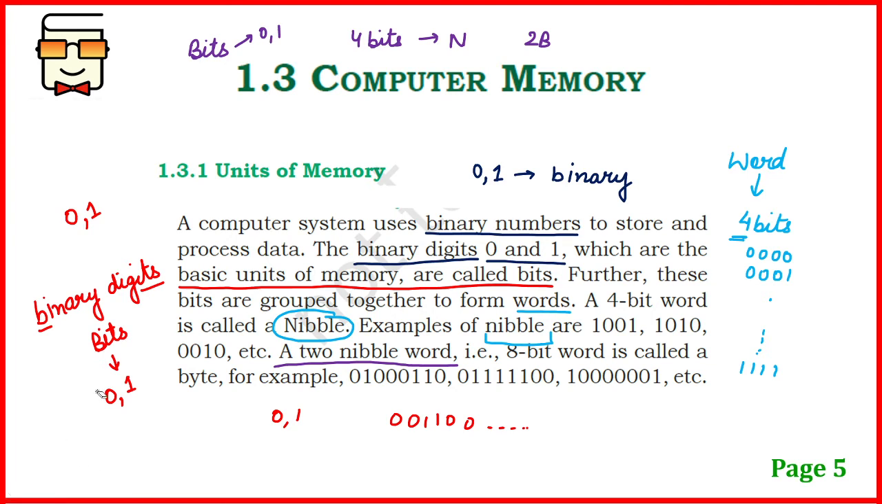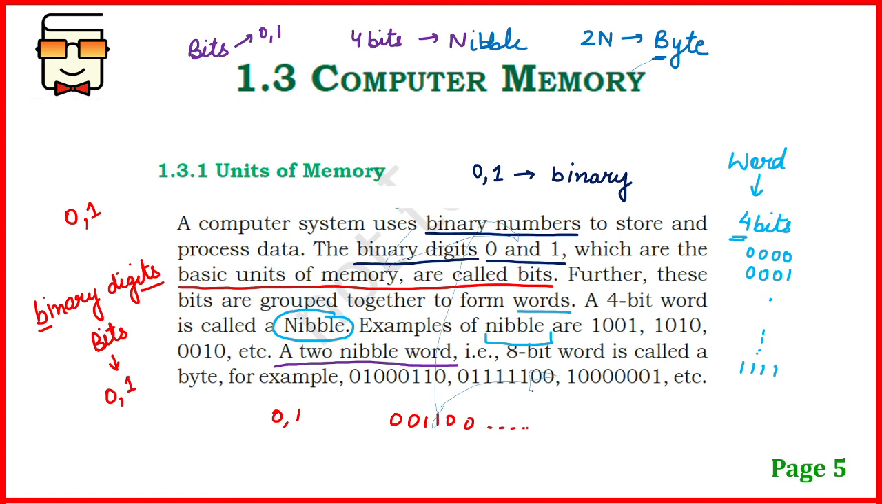You get a byte. So here I'll write 2. So this is a nibble, and 2 nibbles gives you a byte. So now in the short form, you must be very careful. Byte is represented generally using the capital B.